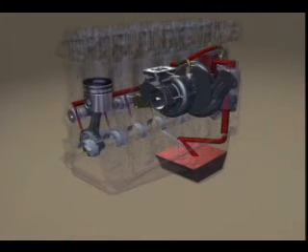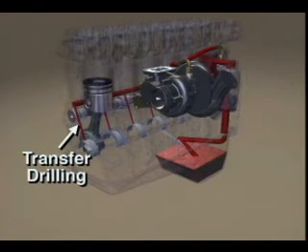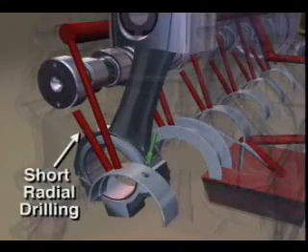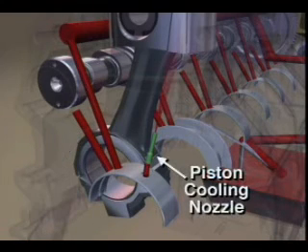The transfer drilling connected to the main oil rifle supplies oil to a groove in the upper main bearing shells. Oil is then supplied to the cam bores through short radial drillings. Oil also flows through a groove in the upper main bearing to the piston cooling nozzles. The piston pins are splash lubricated by the piston cooling nozzle spray.